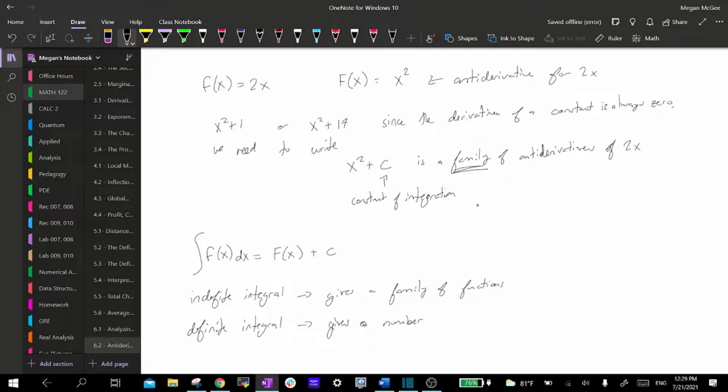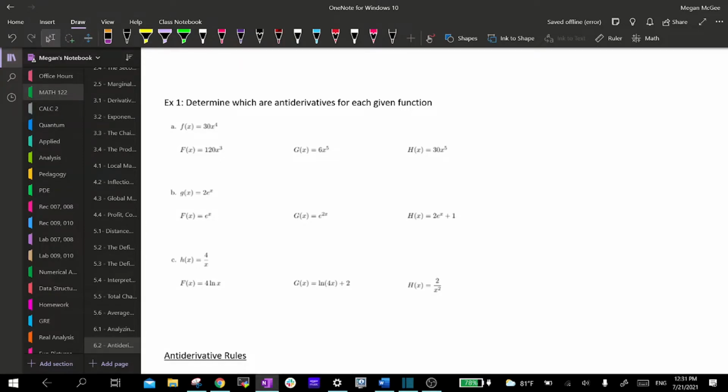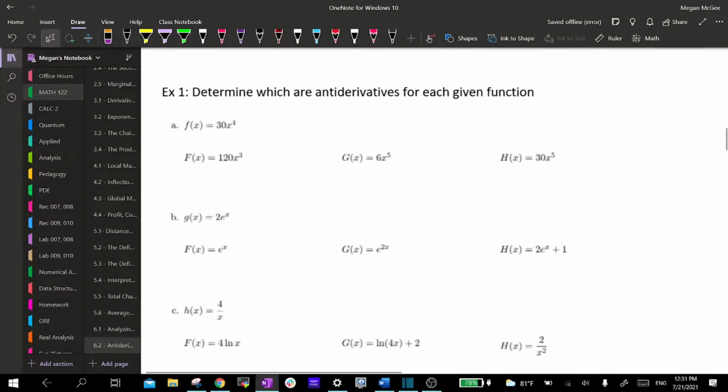So the definite integrals are what we have been plugging into our calculator to get an exact number, an area. All right, so let's jump into our first example. We need to determine which are antiderivatives for each given function. All right, so first we're going to look at A.